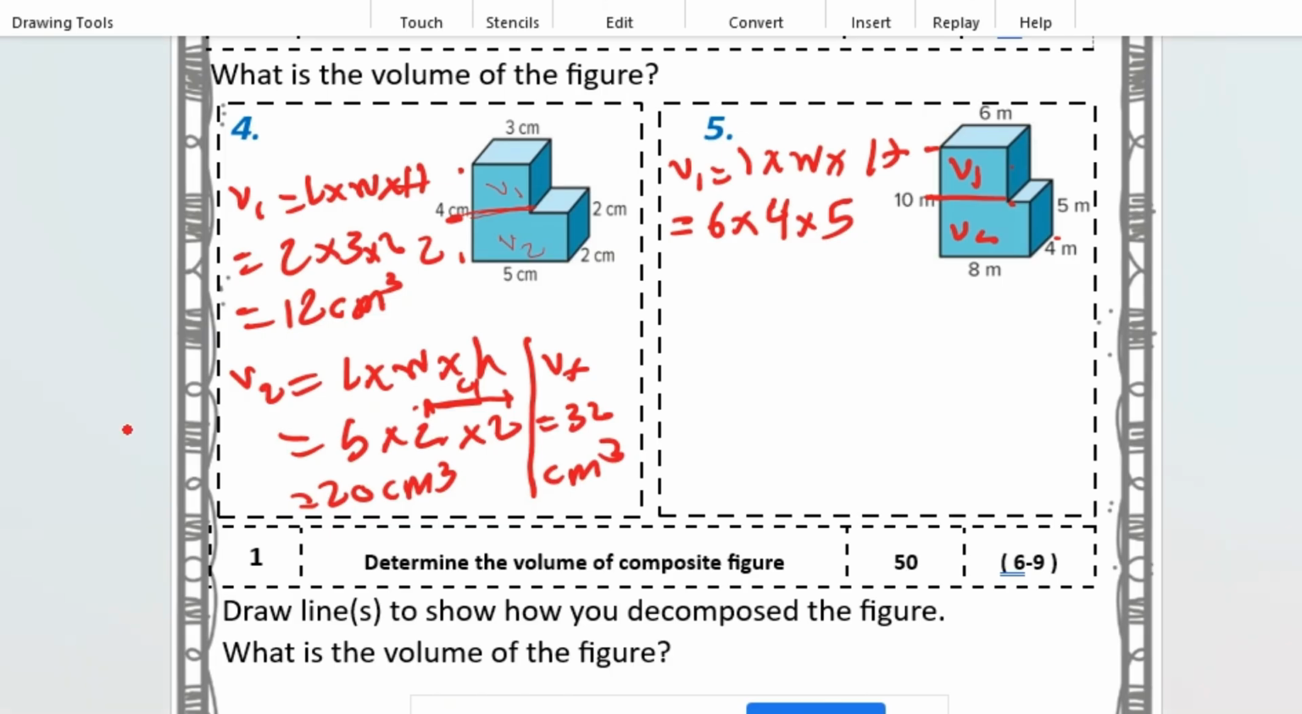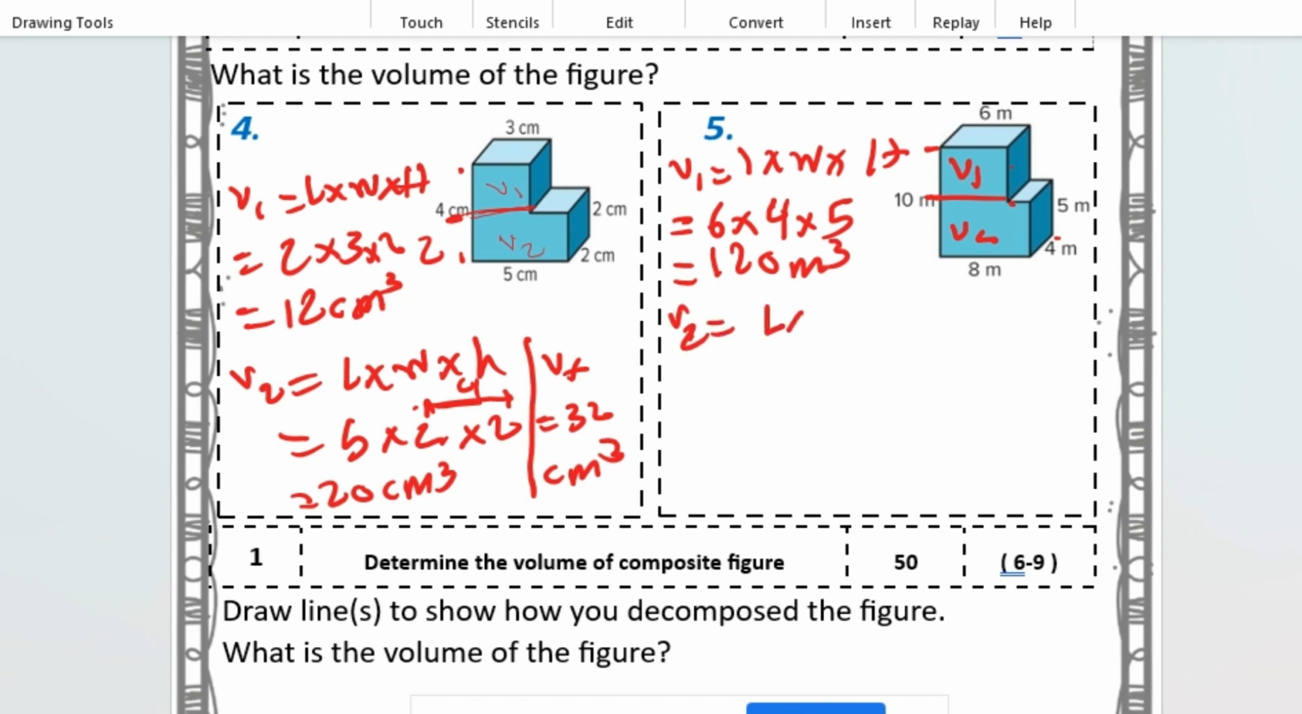Okay, so we said it's 6 times 4 times 5, which will be what? 6 times 4 is 24, and 24 times 5 is 120 meters cube.